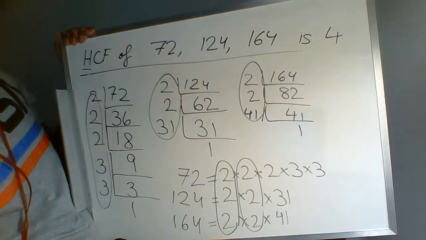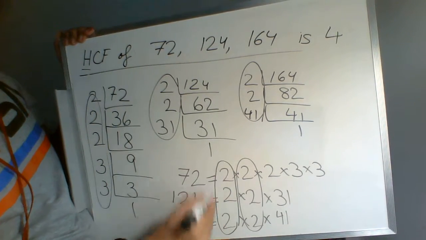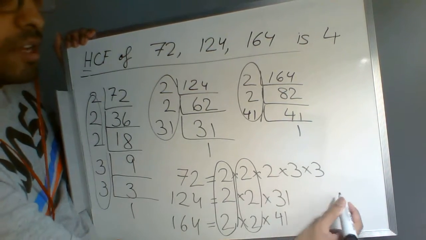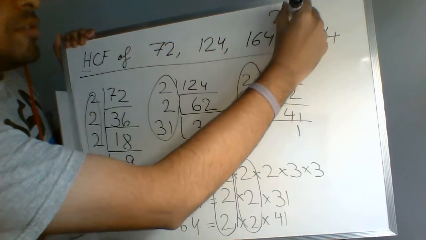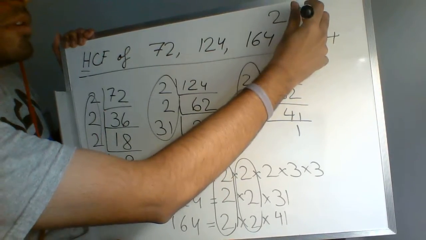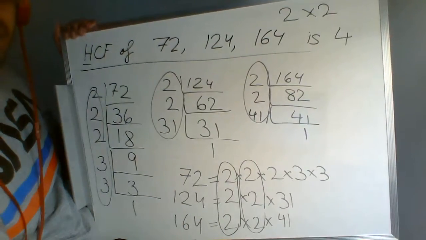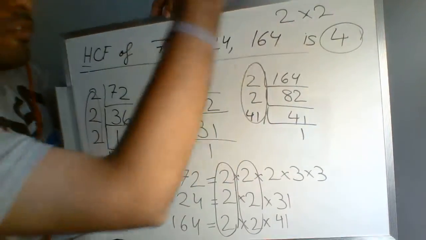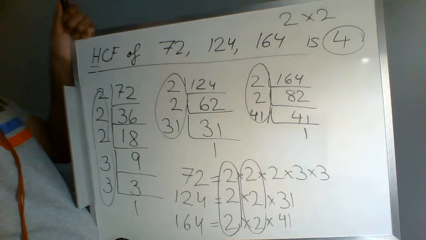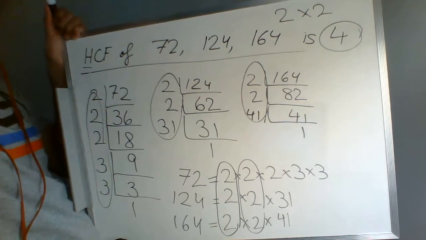So we get our highest common factor. A 2 is represented by this bubble, and a 2 is represented by that bubble, so our highest common factor is just going to be 2 times 2, which, as we were getting before, is just 4. So hopefully this whole idea is making sense.